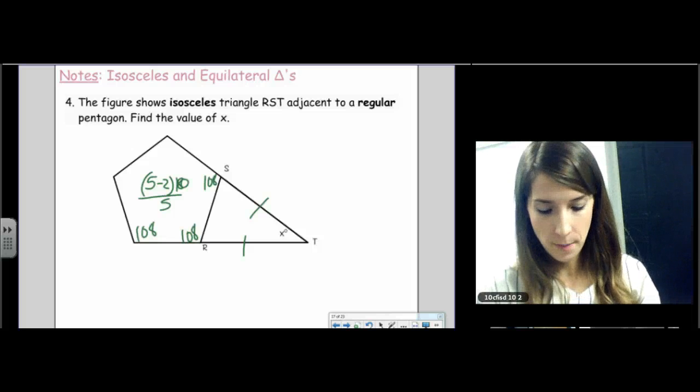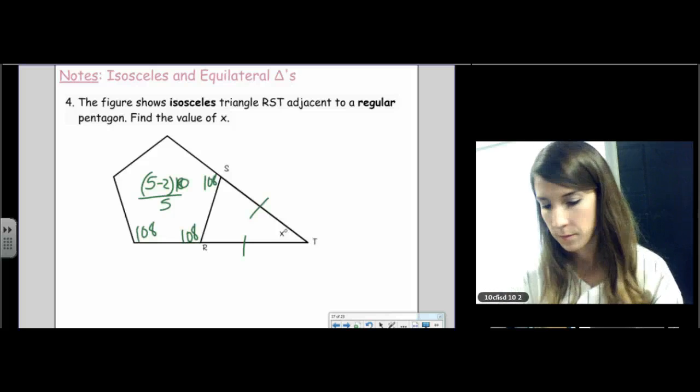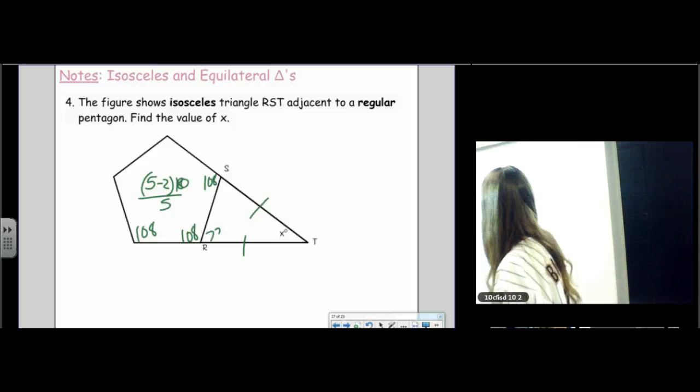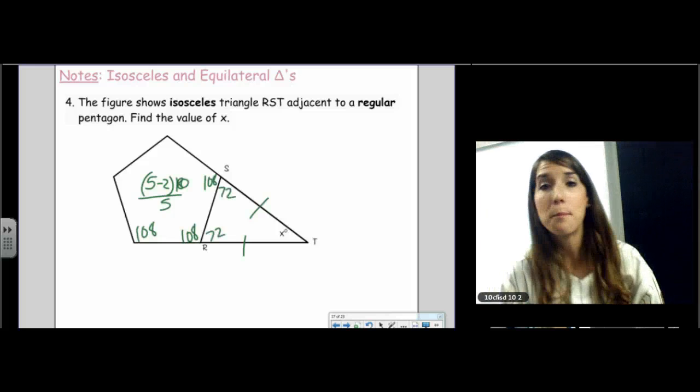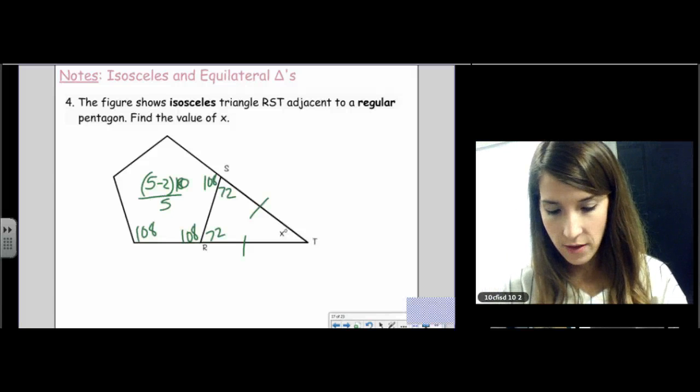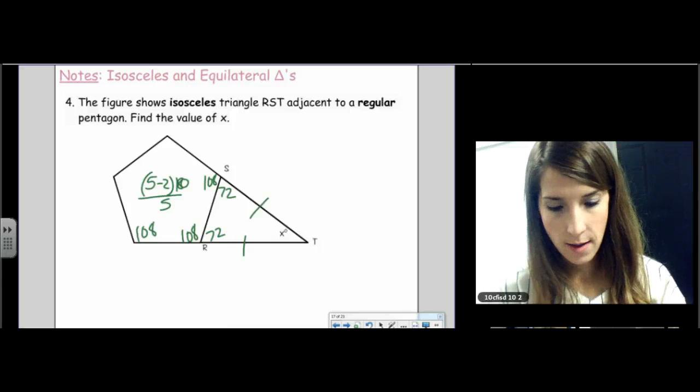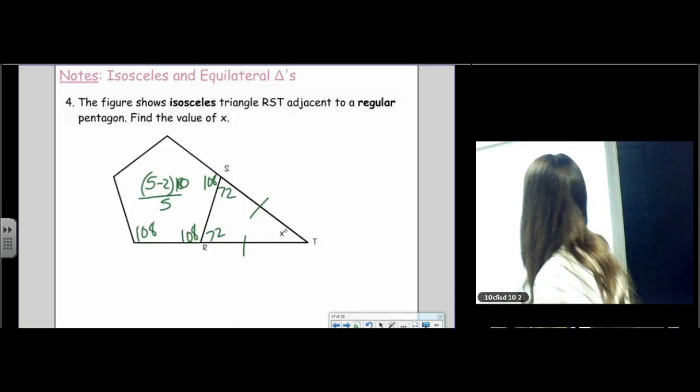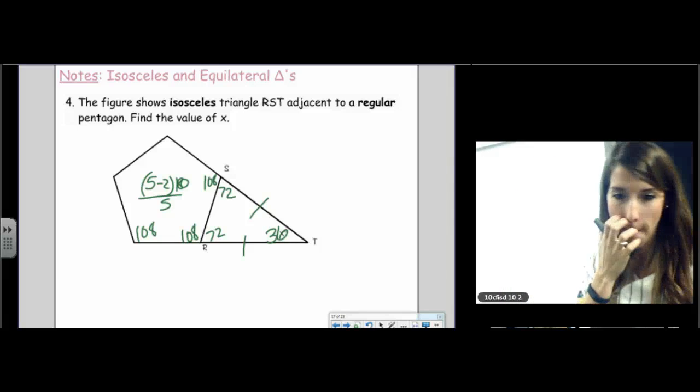Okay, now we're going to do linear pair. The linear pair of 108 is 72. So those are the base angles of our isosceles triangle. And then we just add those up and subtract from 180, right? Very good. 36 was the final answer.